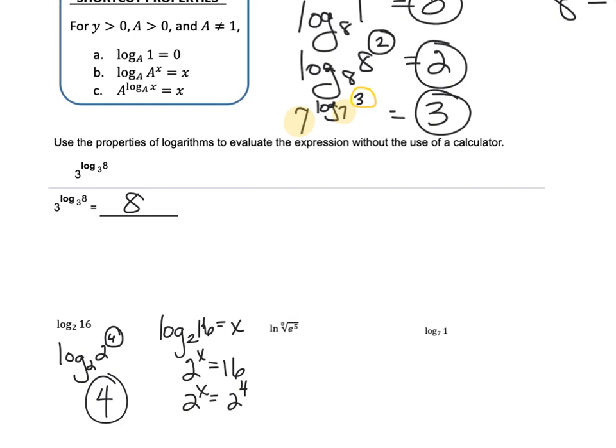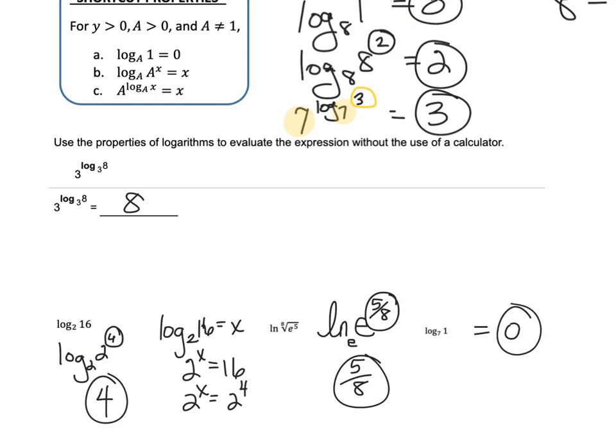Let's look at the second one. Natural log. I'm going to rewrite that. This is e to the 5/8. Now remember, natural log is an understood base of e. It's just never written. So now we can use the shortcut like the second one that was given. Since you have the e's as the bases, we know that the natural log of e to the 5/8 is just 5/8. And finally, log base 7 of 1, like I said, the log of 1 is always 0.